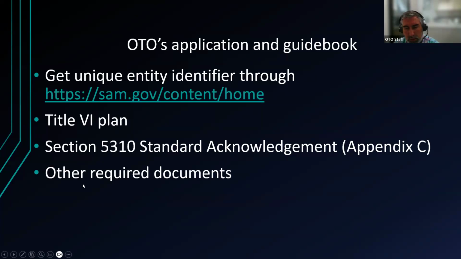And then there are some other required documents, mainly a resolution. We also ask that you upload your tax exemption to show that you're a nonprofit organization, and also provide a letter for the local share. And then, as I said, the other documents I already mentioned: the Title VI plan and the acknowledgement.